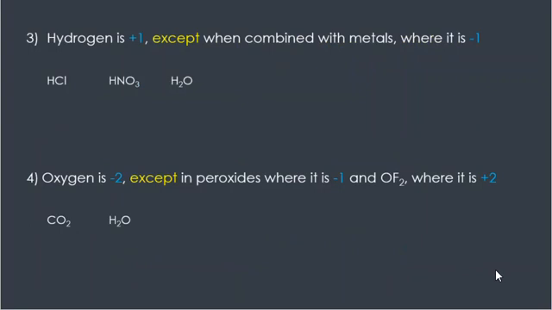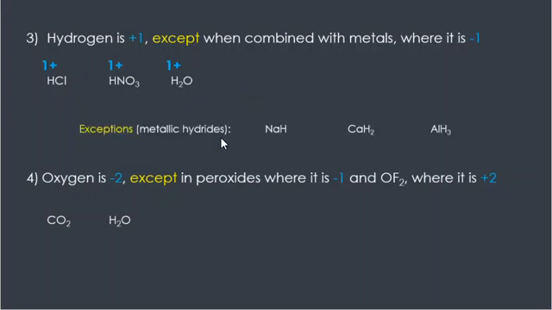The third guideline we're going to review focuses on hydrogen. So hydrogen is typically +1 in its oxidation state, except for when combined with metals, where it's -1. So in the first three examples, hydrochloric acid or hydrogen chloride, if it's a gas, nitric acid, or water, all three of these, hydrogen has a charge or an oxidation state of +1. Okay, now let's look at the exceptions.